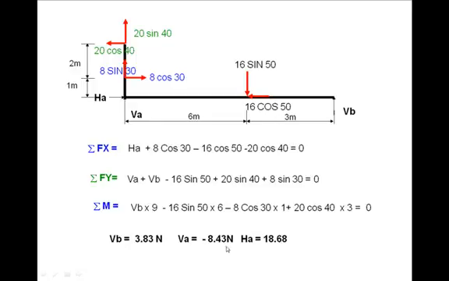The minus sign indicates that what we had assumed, say for VA, as up is actually down. It is down. That's all it means. And we have worked out the reactions as required in the problem. Thank you.